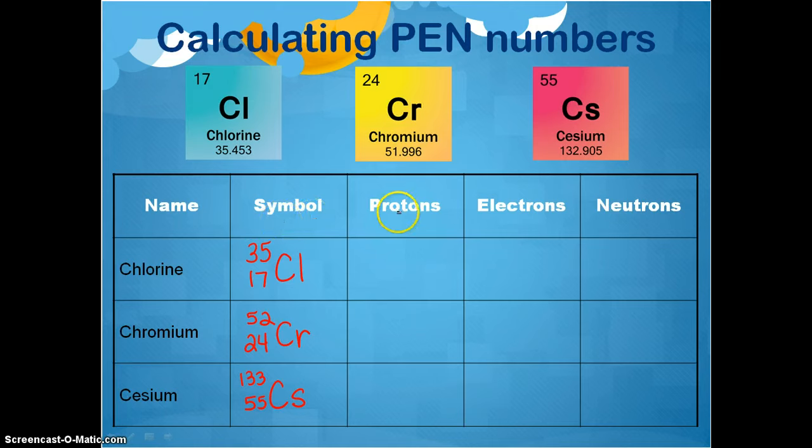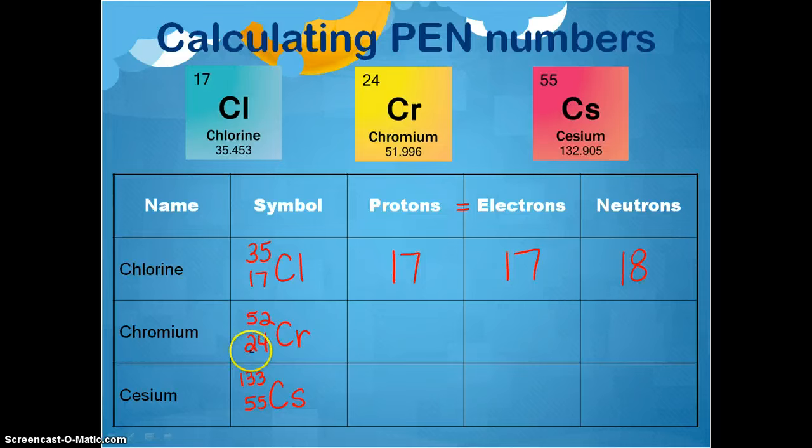Now I'm going to look at protons, and we're going to do all of chlorine first. If I look at protons, I remember that protons is equal to that atomic number. My atomic number for chlorine is 17, so it has 17 protons. Going back again, protons are equal to electrons, so if it has 17 protons, it must have 17 electrons. And to find those neutrons, remember we're going to subtract the two, so 35 minus 17, and that is going to give me a total of 18 neutrons. So I've calculated the PEN for chlorine.